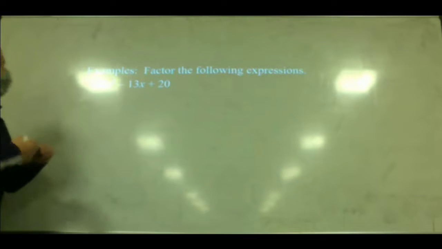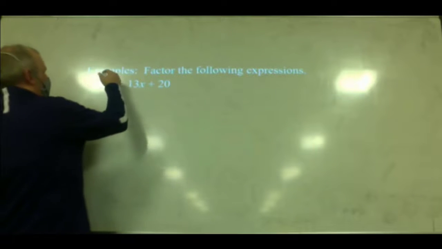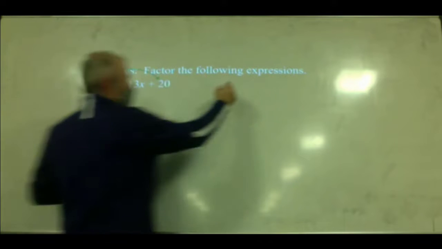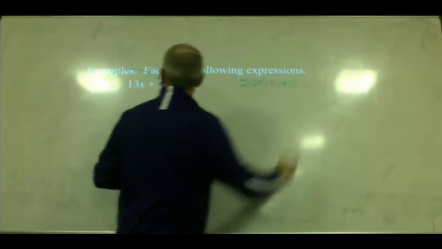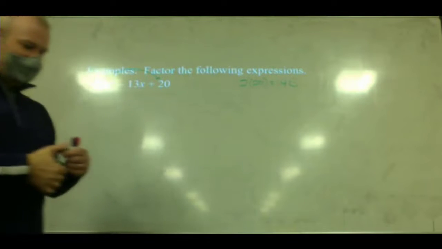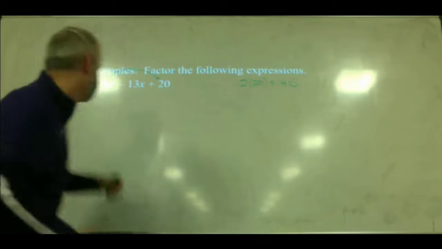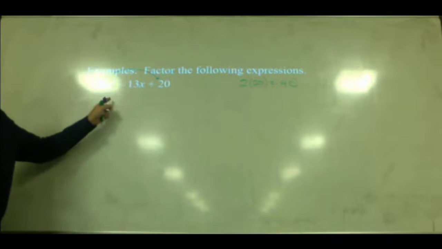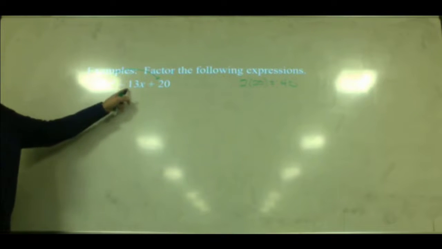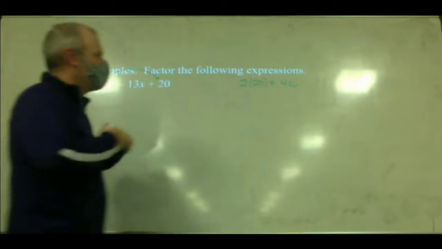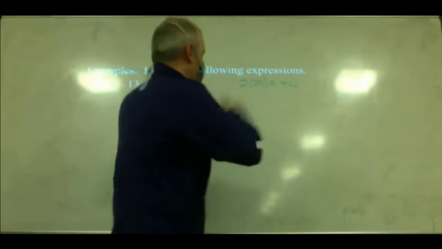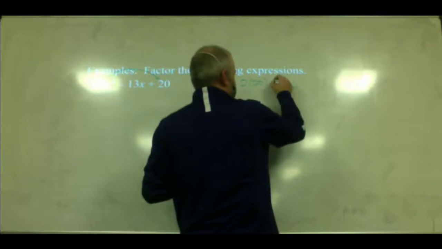No. So we're going to go with a times c. 2 times 20, and that gives us 40. Oh, sorry, 2x squared, I forgot, just remind me, it's okay. 2x squared minus 13x plus 20. So 2 times 20 is 40, and it is a positive 40.